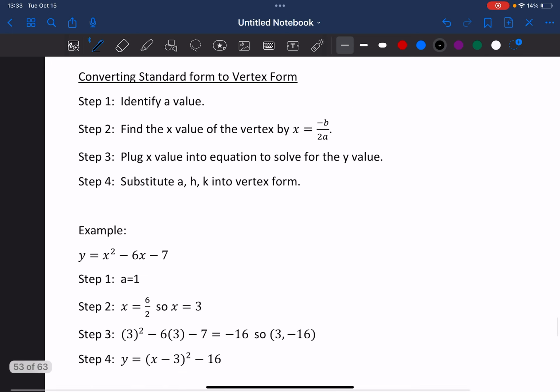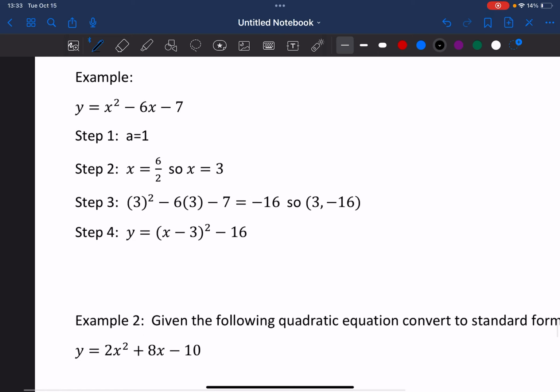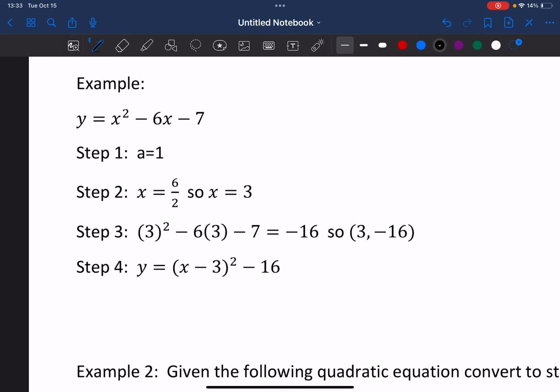Okay. Now converting standard form to vertex form. So our first step is to identify the A value, because remember, our formula is y is equal to a times (x minus h) squared plus k. And then it says find the x value of the vertex using this formula, plug in the x value to get y, and then substitute everything back in. So in their example, they found that the A value was 1. It's the number in front of x squared.